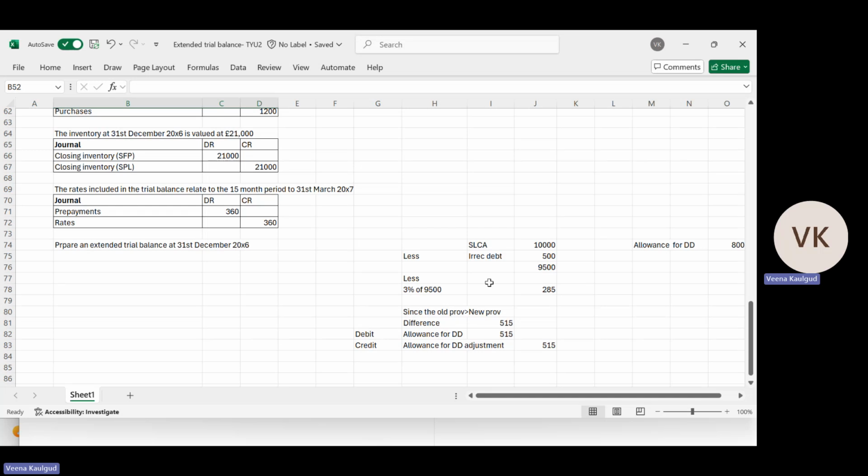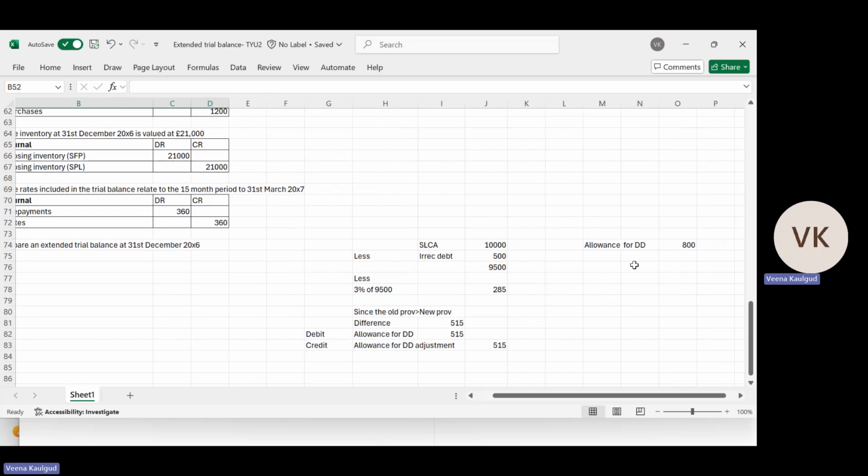Now they're telling you they want 3% of that as provision. So if you calculate 3% of 9,500, it comes to 285. But from the question, you already have an allowance for doubtful debts at 800, which is much more, right? So the provision is already there, which is much more. Now they want a lesser provision. So when you decrease the provision, because provision is always a liability, when you decrease the liability, it is a gain.